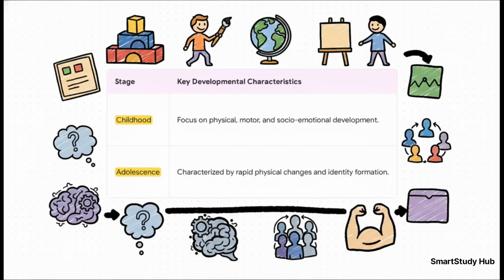Now, as an upper primary teacher, this distinction is absolutely critical. A child in their later childhood years is still very much grounded in the here and now, in concrete, hands-on thinking. But an adolescent, that's a whole different world. They're starting to deal with abstract ideas, trying to figure out their own identity, and going through massive physical changes. Your teaching methods have to be able to bridge both of these worlds, because they'll be coexisting right there in your classroom.